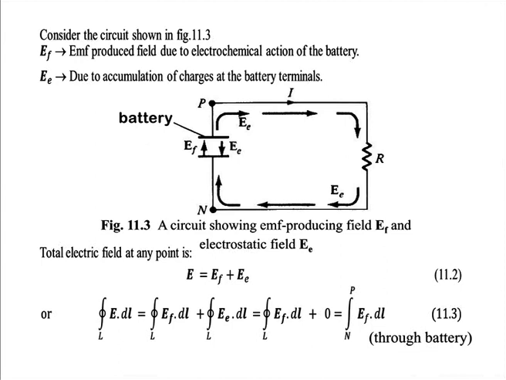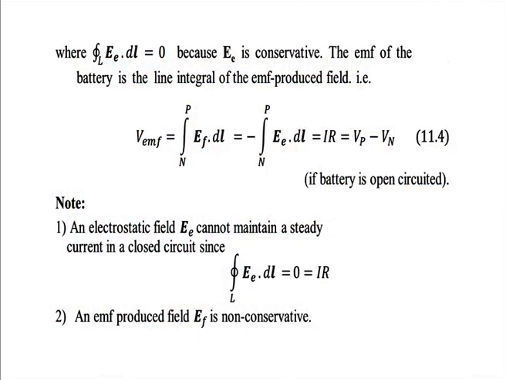and if we integrate throughout, we get the expression E dot dl for the closed path L, which is equal to EF dot dl, the integration being carried out from N to P. It can be seen that the integral EE dot dl vanishes because EE, or the electric field caused by the charges, is a conservative field. The EMF of the battery is the line integral of the EMF produced field, that is V EMF is given by integration from P to N of EF dot dl, which finally comes out to be Vp minus Vn, given by equation 11.4.